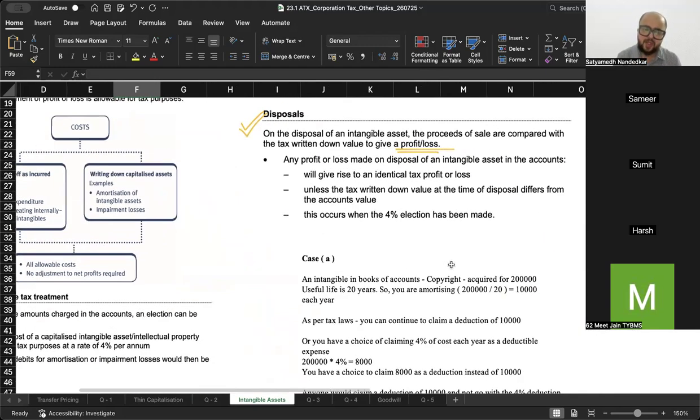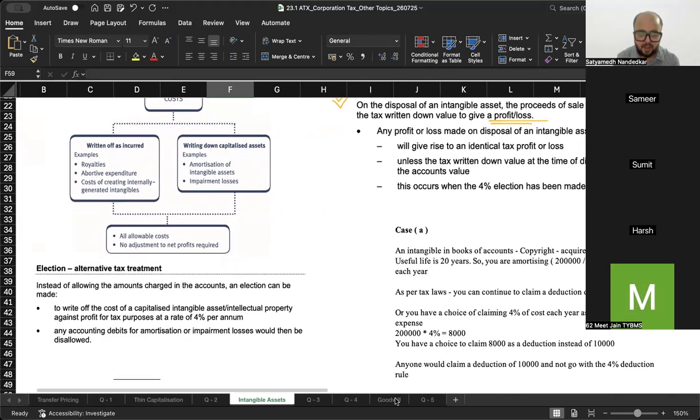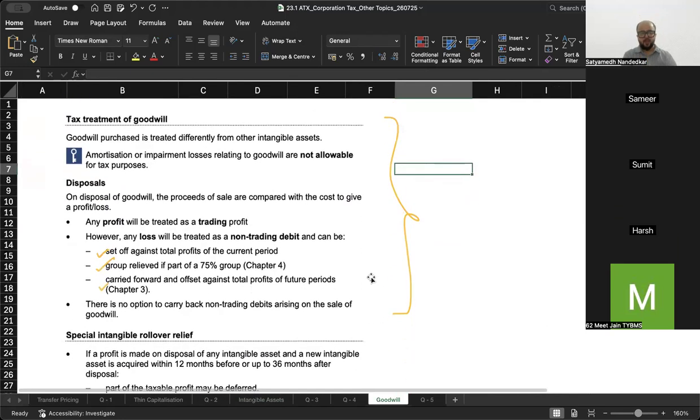On the disposal of an intangible asset, the proceeds of sale are compared with the tax written down value to give a profit or loss. And that amount will be included in the trading income. It will not be included in your capital gain, it will not happen in that case. Okay. And goodwill purchased is treated differently from other intangible assets. Amortization or impairment losses relating to goodwill are not allowable for tax purposes.